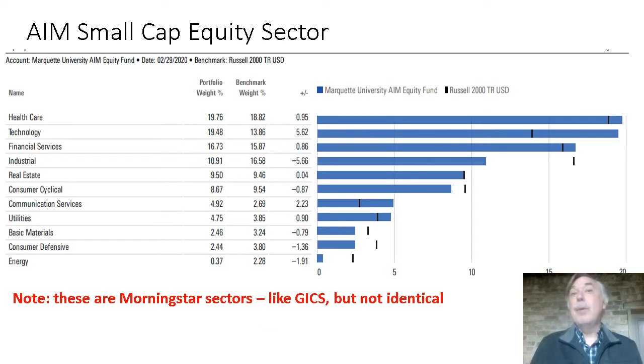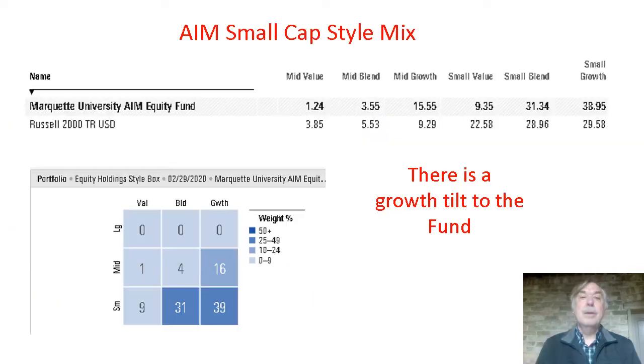As I said, Morningstar has a lot of different ways to look at portfolios. Here we can look at our sector mix. Now note that Morningstar uses a sector alignment slightly different than GICS. I mean, they're similar, but there are some small differences. You can see here where we're over and underweighted relative to the Morningstar benchmarks.